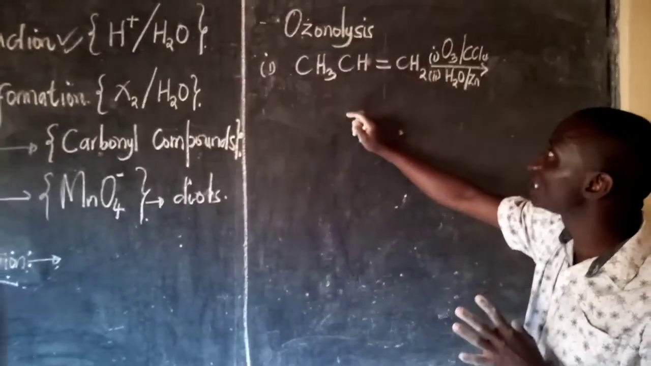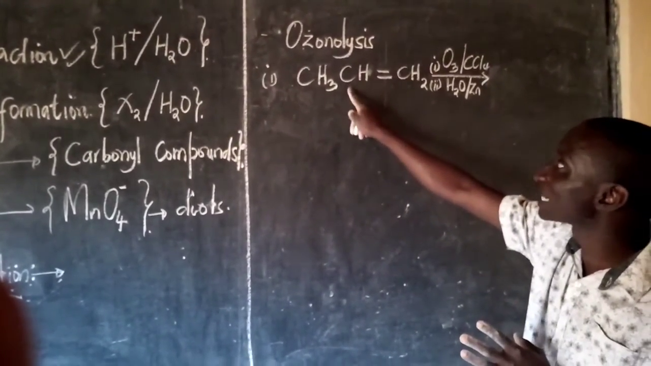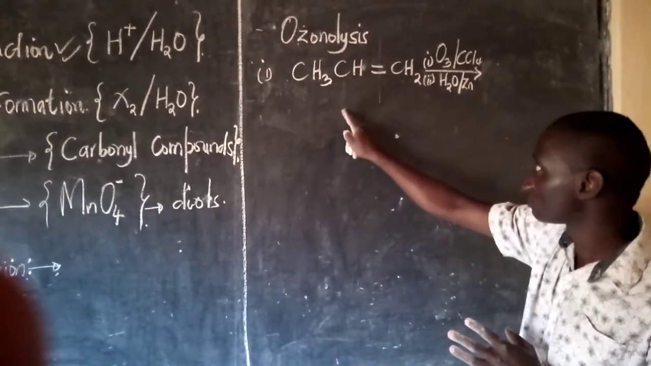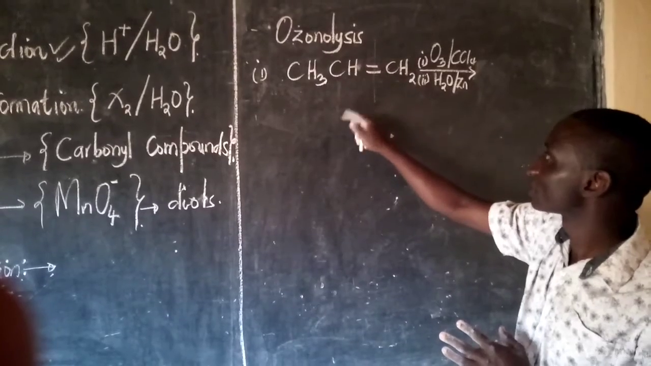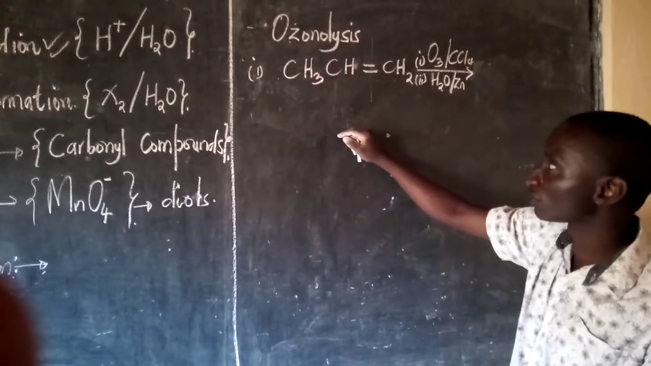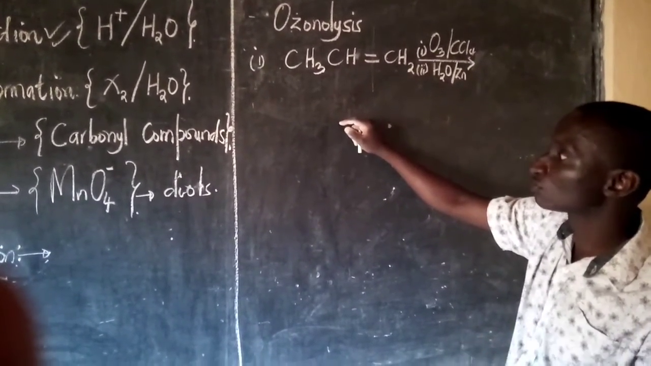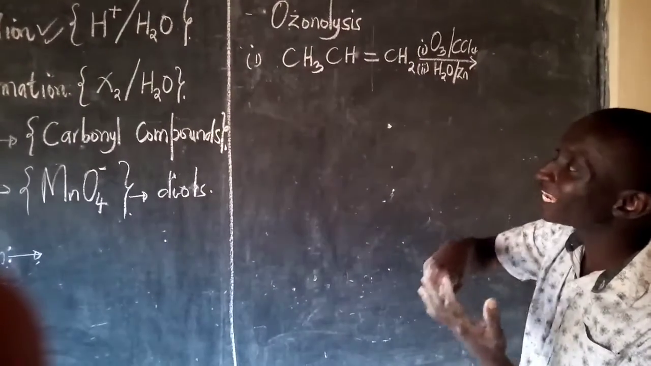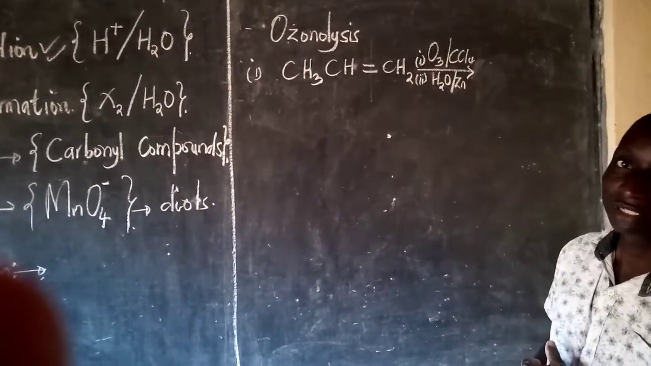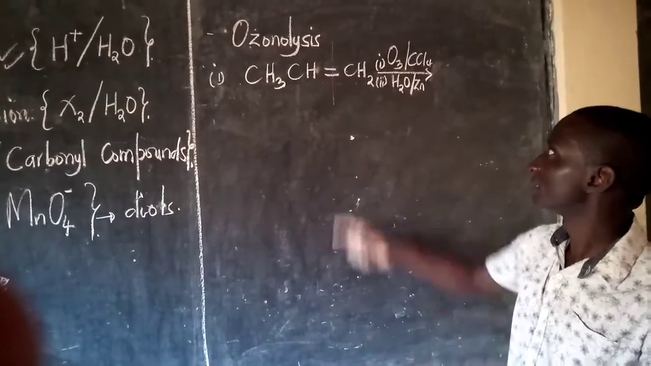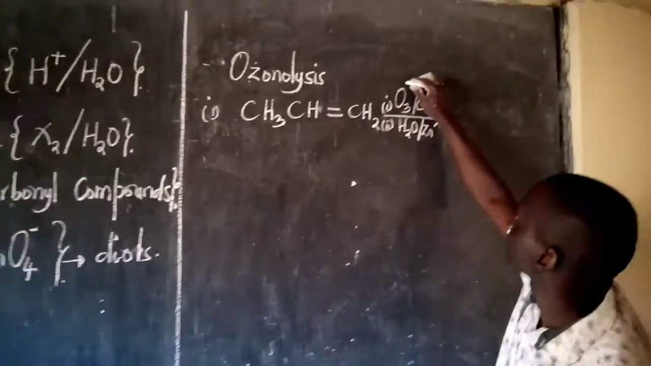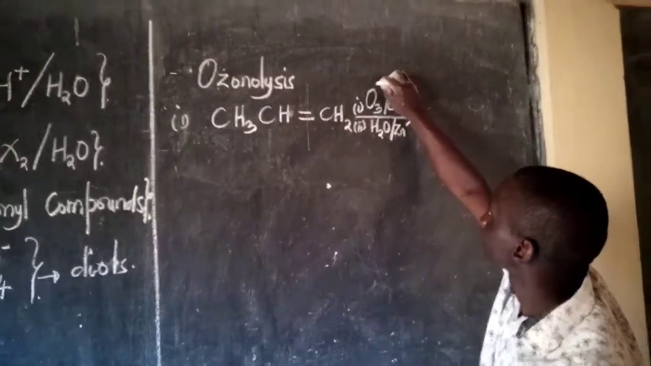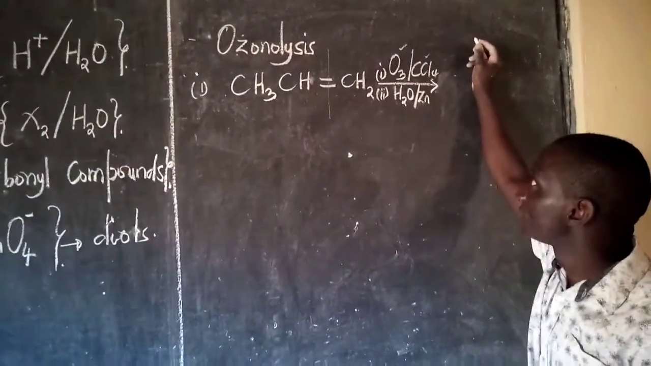But if the splitting takes place when we have a branched alkene with an attachment, for example a methyl group, as we shall see, that one yields two products. It yields a ketone, at the same time it yields an aldehyde. Let us first go through this and see. What do you need to know? We need to know that during ozonolysis we first add ozone in the presence of an organic solvent.